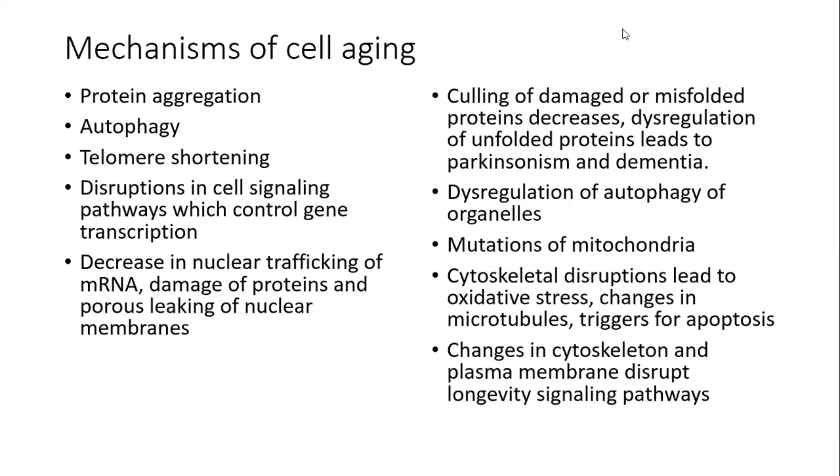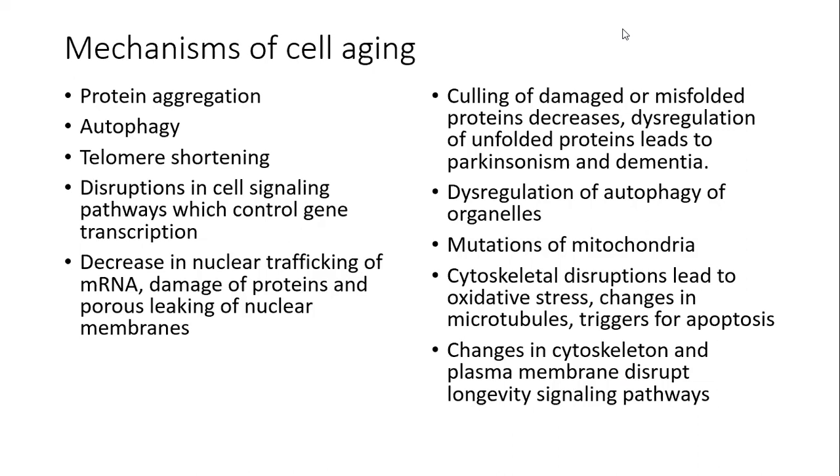So every time there's a reproductive cycle, the telomeres get a little more brittle. That's the ends of the chromosomes. Disruption in cell signaling pathways, which control gene transcription. Decrease in nuclear trafficking of mRNA. Damage of proteins and porous leaking of nuclear membranes.